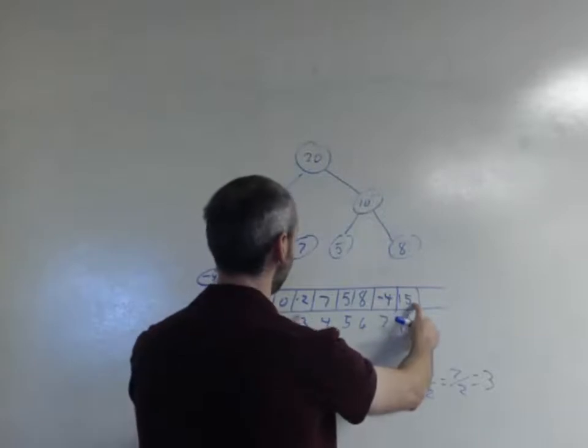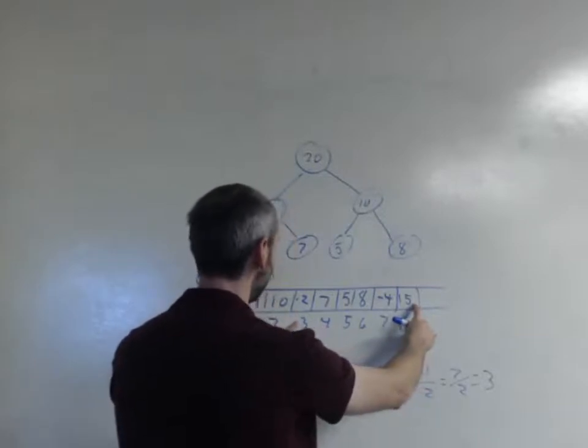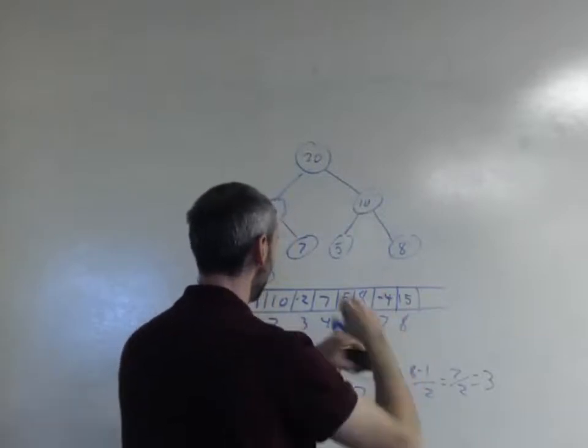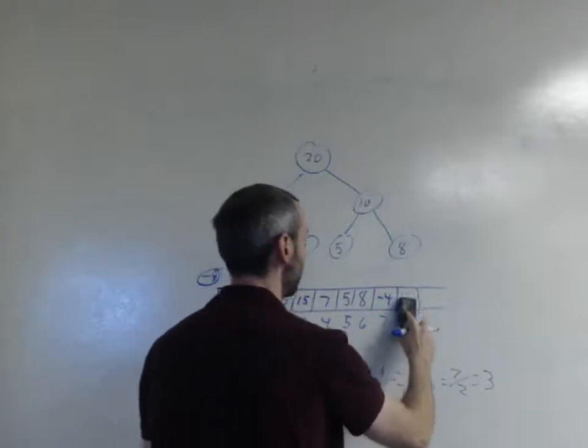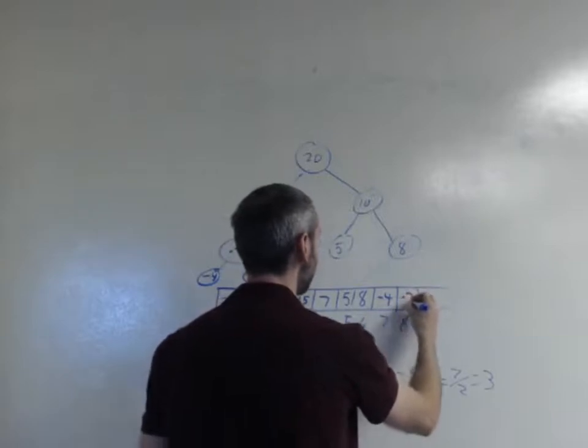So we can then check, is 15 less than -2? Nope, so we need to swap them. That's not too bad.